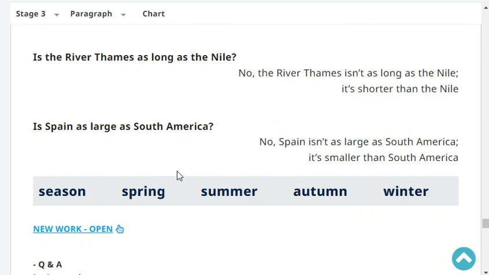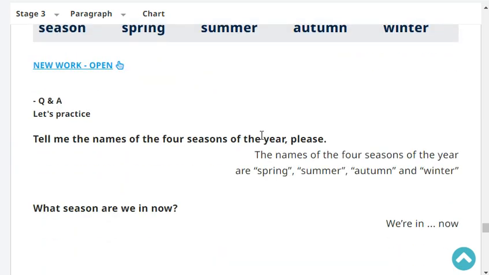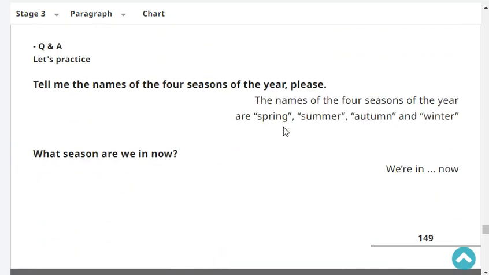No, Spain isn't as large as South America. It's smaller than South America. Tell me the names of the four seasons of the year, please.